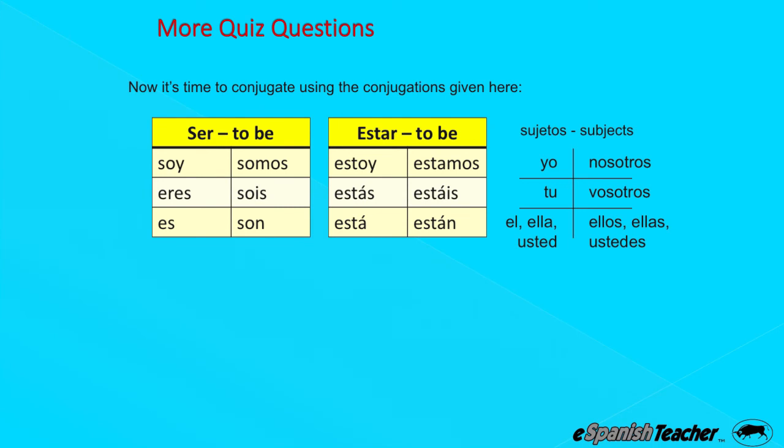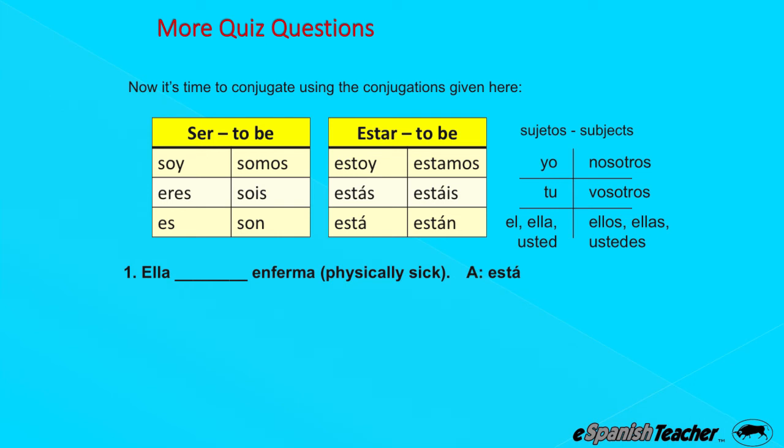Here are a few more quiz questions using the conjugations of the two verbs. So this time I do actually want you to conjugate this verb. And if you need to take a moment to think about the correct answer, go ahead and pause the lesson at this point to give yourself time to figure out what the correct answer is. Okay, are you ready for me to show you the answer? Great. The answer is ella está enferma.